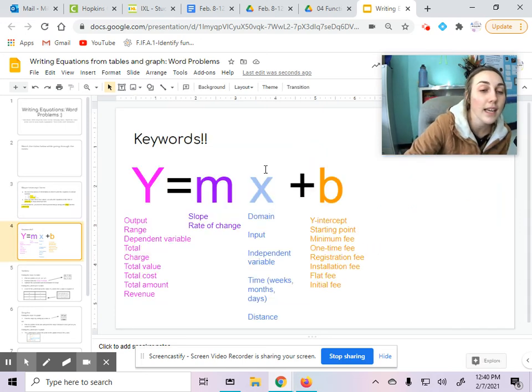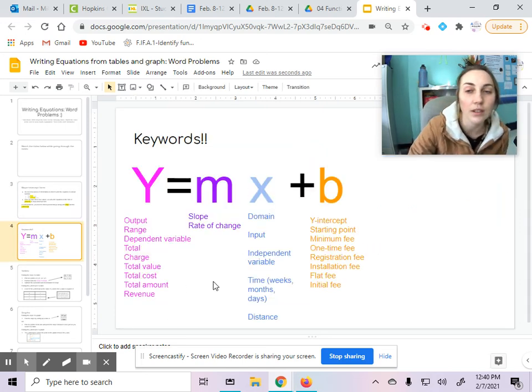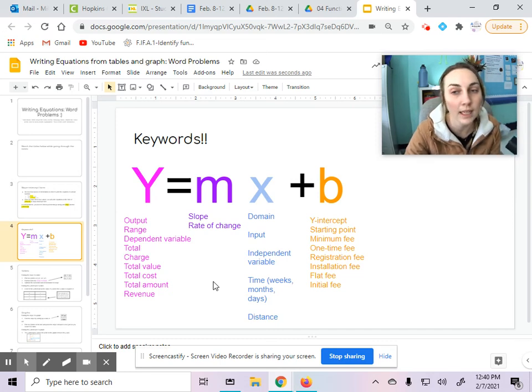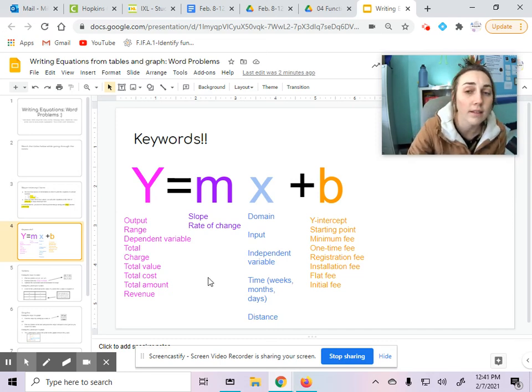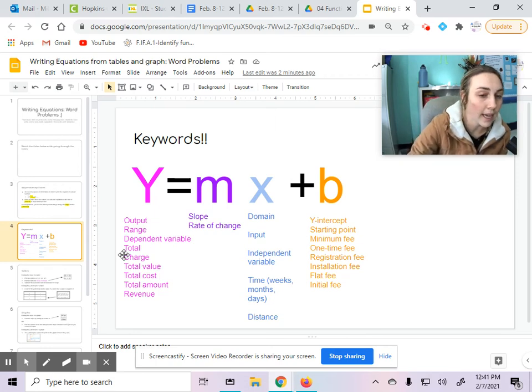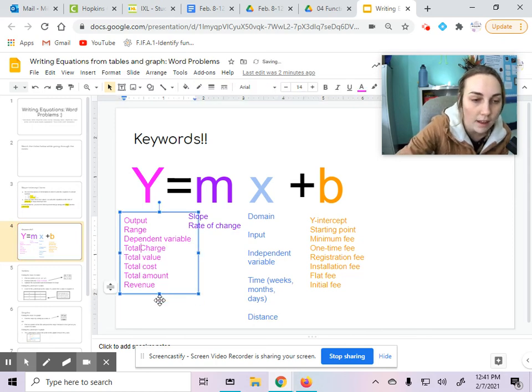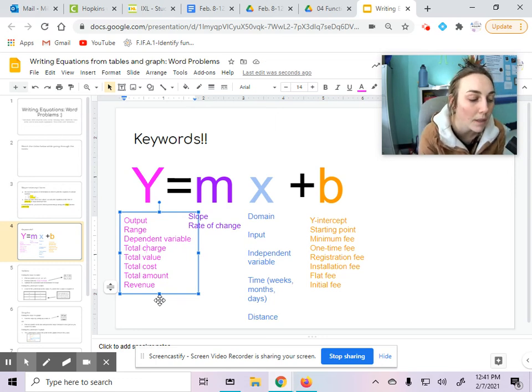So slide number 4 gives you some keywords you can look for when you're reading these word problems. Your IXL is going to be big on this, so I would recommend having this out when you do your IXL that goes along with this week. But for your Y, your Y value is always your output. It's your range, dependent variable, total charge, actually. So let me fix this. Total charge, total value, total cost, total amount, revenue. Just when you see the Y value, that's just how much you're either going to owe. It's the total at the end of the day, how much at the end.